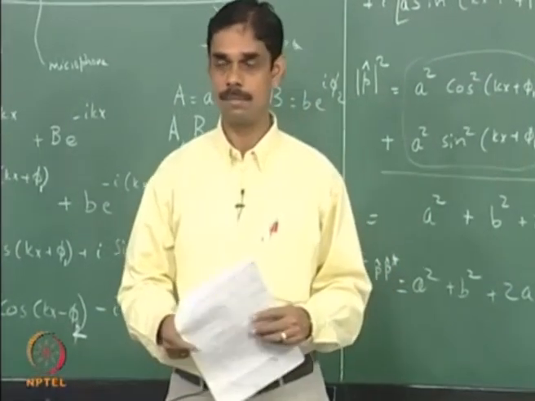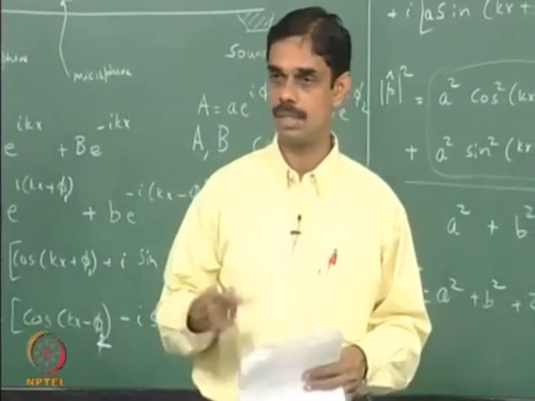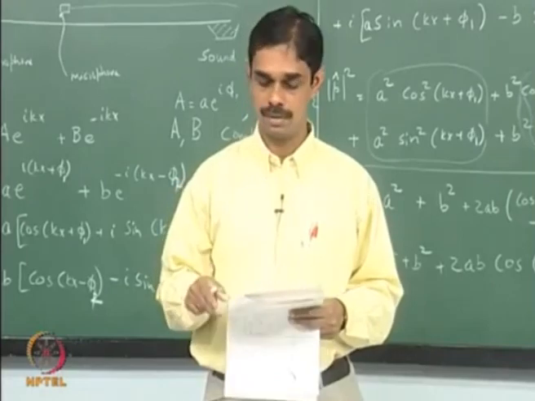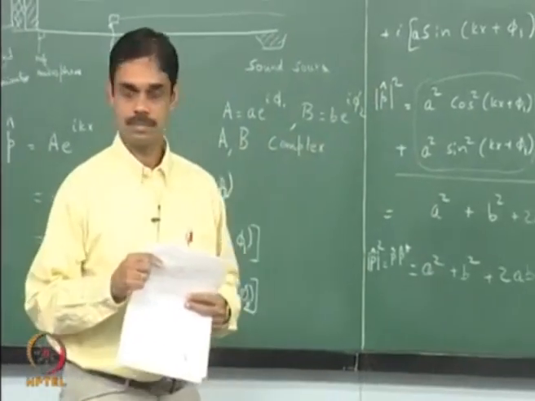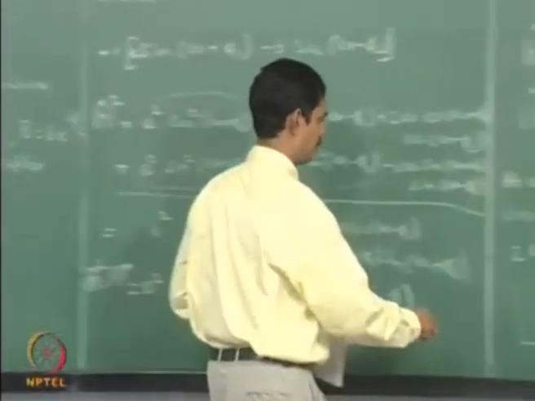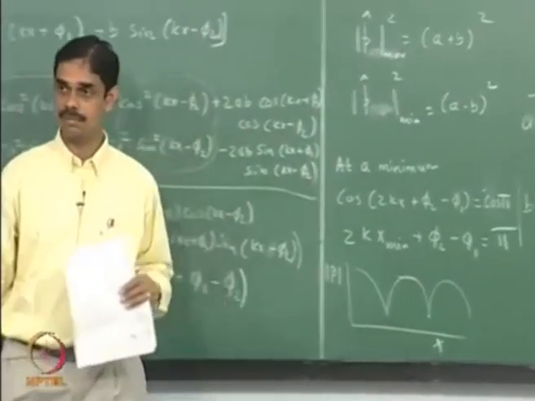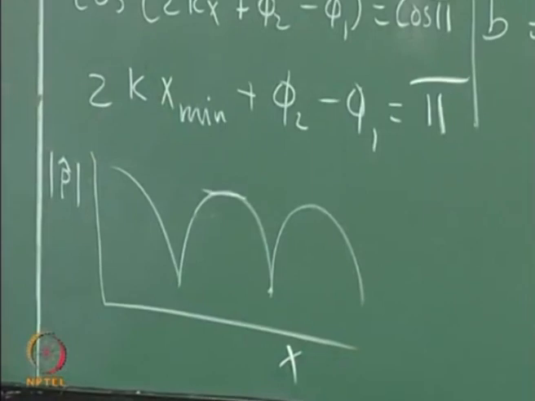So in summary, at a minima the standing wave distribution is quite sharp, at maxima it is not quite sharp, therefore we choose the minimum. I just plotted the standing wave distribution. So this is a minima.